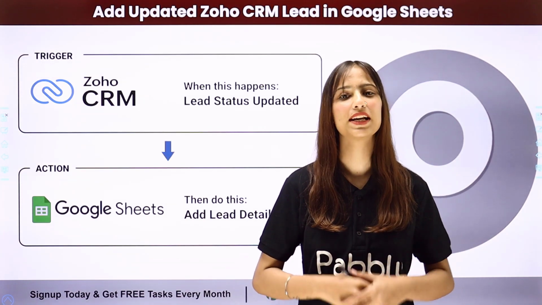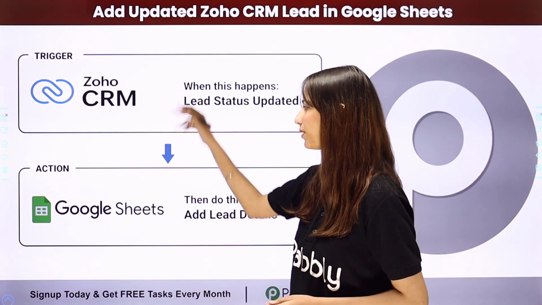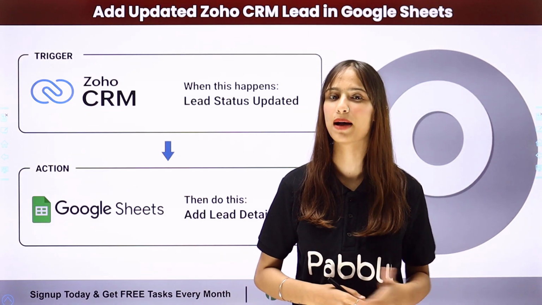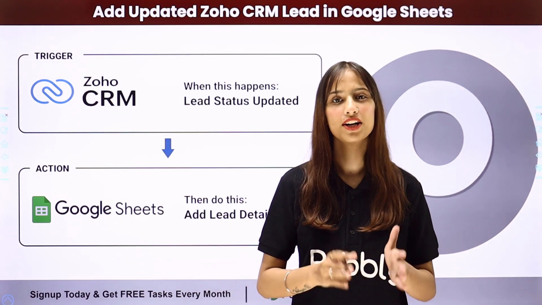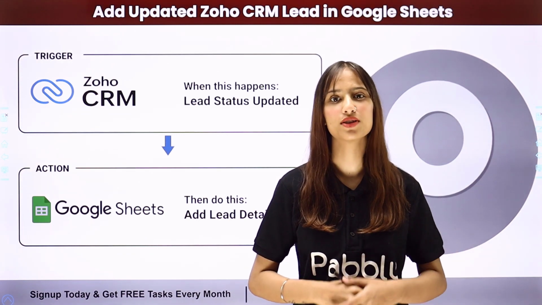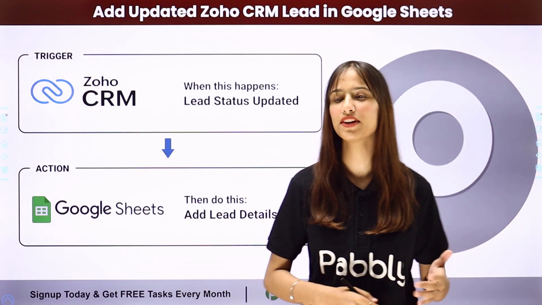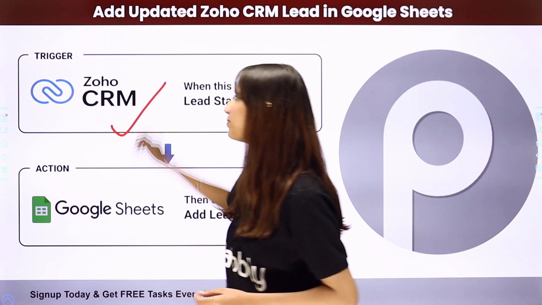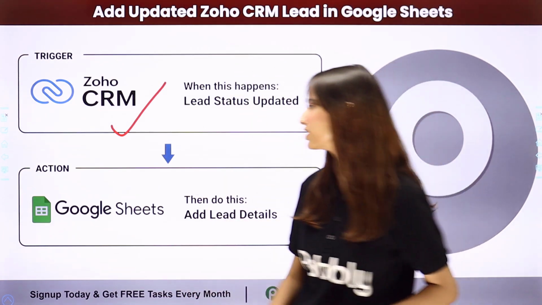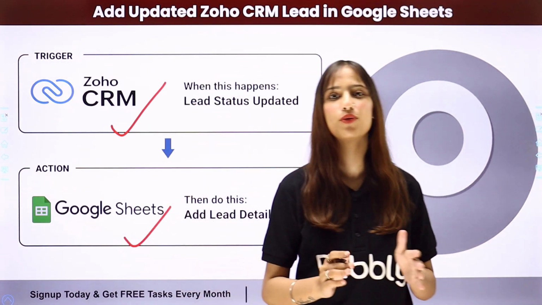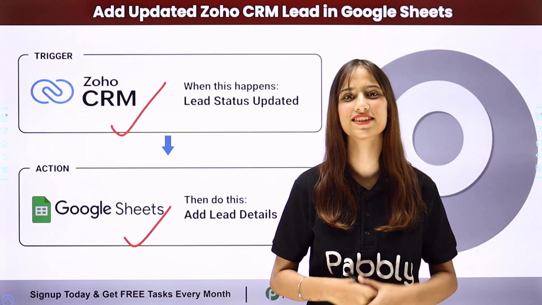Now to do this, I need to build a connection between these two applications, for which I'm going to use Pabbly Connect. Trigger and action are the two important concepts of Pabbly Connect. My trigger application in this automation will be Zoho CRM and my action application will be Google Sheets. If you want to learn more about this, follow me through the screen.